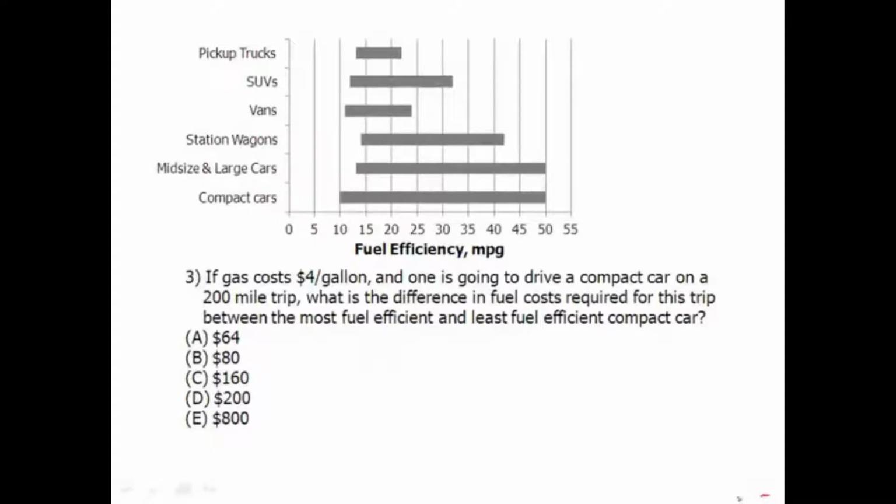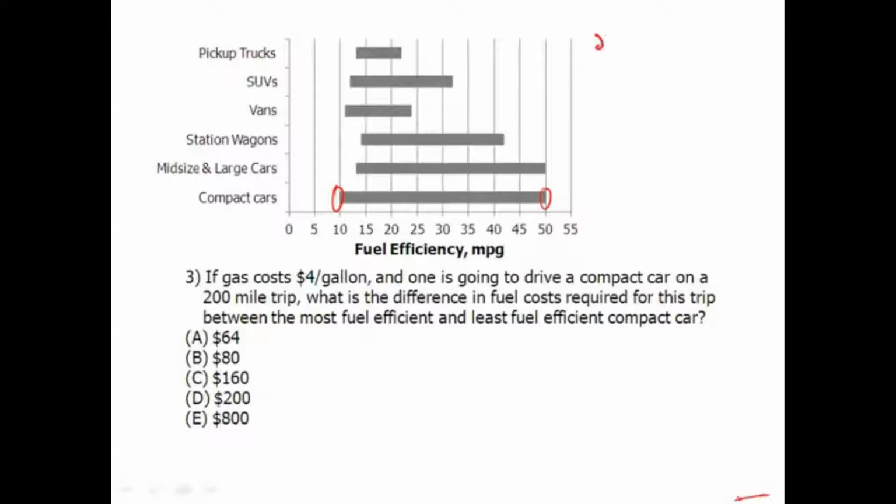If gas costs $4 a gallon and one is going to drive a compact car on a 200-mile trip, what is the difference in fuel costs required for this trip between the most fuel efficient and the least fuel efficient compact car? So if we look at the compact cars, we see the most fuel efficient one is 50 miles a gallon. The least fuel efficient one is 10 miles a gallon.